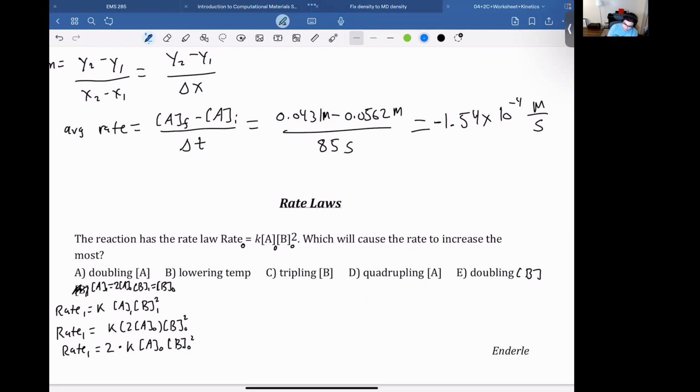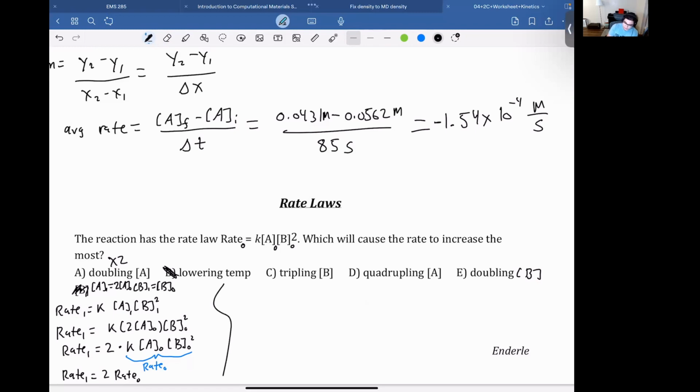And then you can notice, well, this is my initial rate, right? That is the rate I have right up here. So now what you can see is that if I double A, it's twice what I originally had. So this is 2 times. Lowering the temp will decrease the rate of reaction.